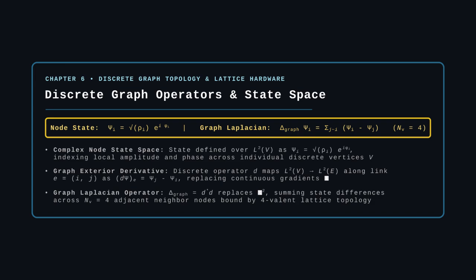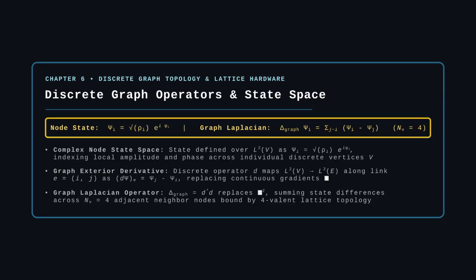Correspondingly, the spatial Laplacian operator is replaced by the graph Laplacian operator, delta graph, equal to d star d, acting on node i as delta graph psi at node i equals the sum over all adjacent nodes j of psi sub i minus psi sub j, where j adjacent to i represents the set of neighboring nodes bound by the coordinate valence degree of i, equal to n sub v, which equals 4.